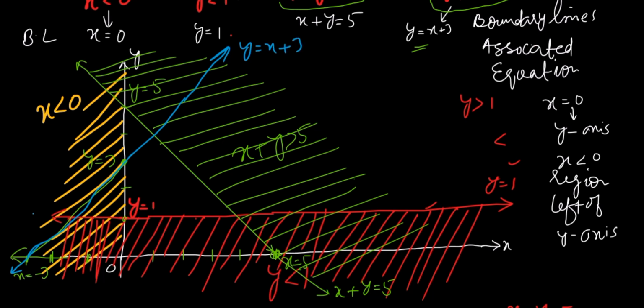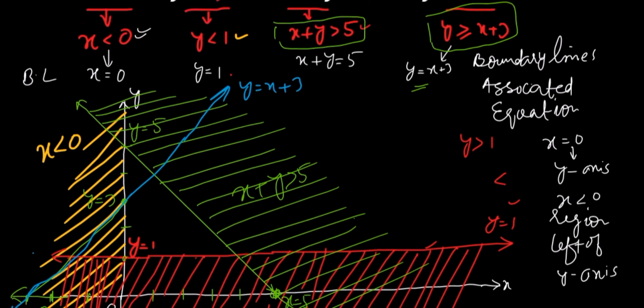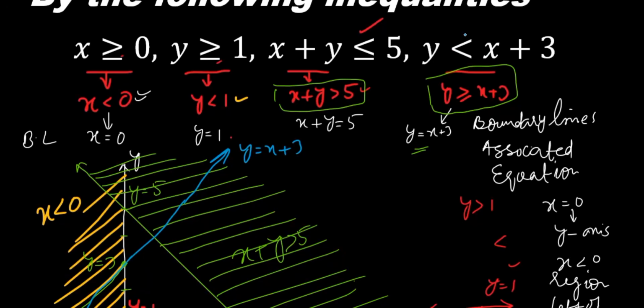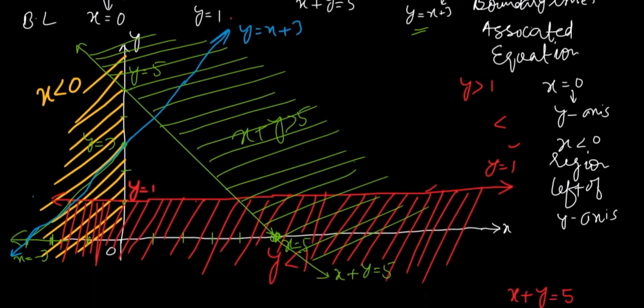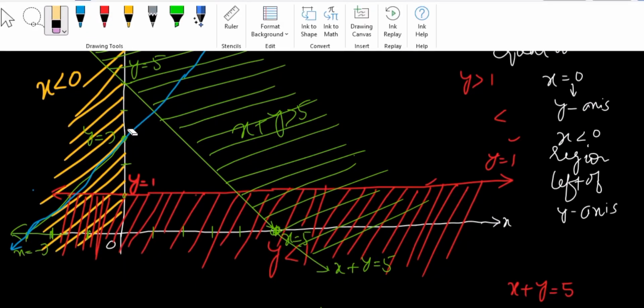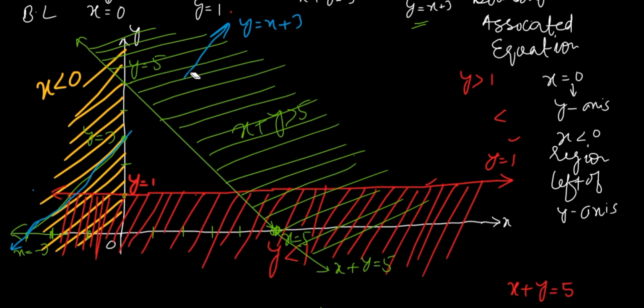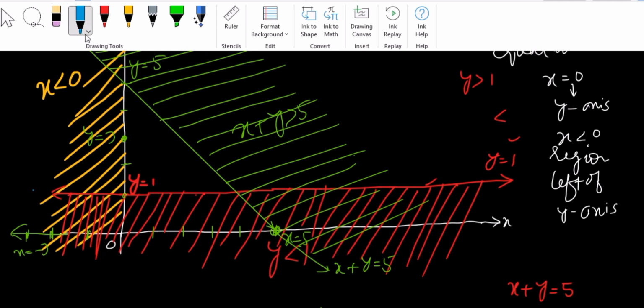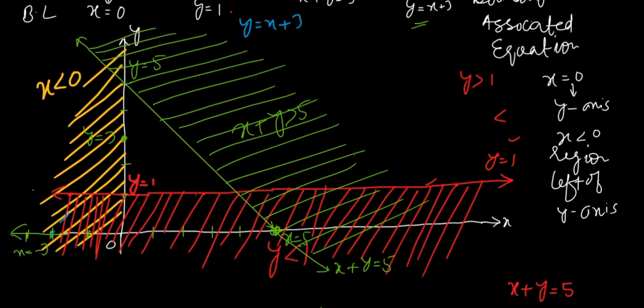Further, you can notice that our actual given inequality has only a less than sign, so its boundary line will be a dotted line. So its boundary line should be a dotted line like this, joining these two intercepts.